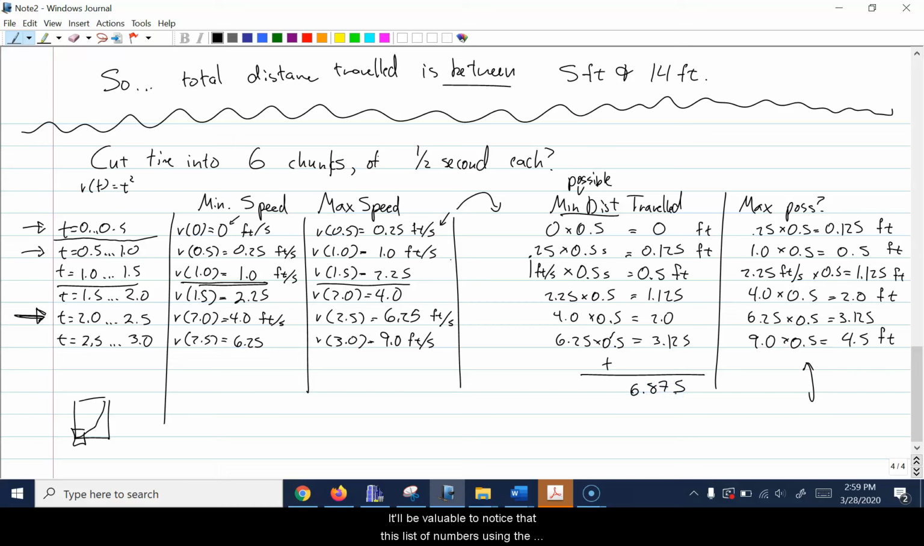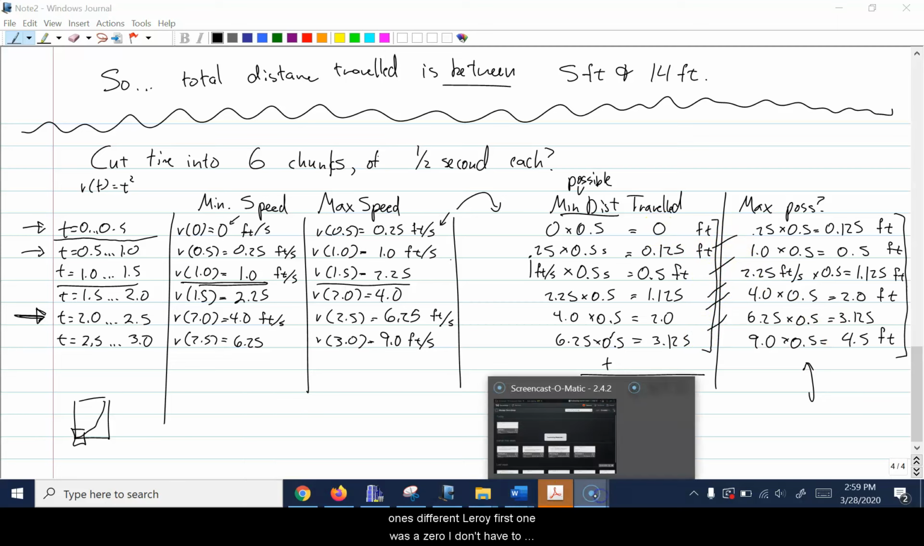And it'll be valuable to notice that this list of numbers using the minimums is almost the same as this list of numbers that uses the maximums. This matches this, this matches this, this matches this, this matches this. The only difference is the first one's different and the last one's different. Here our first one was a 0, so I don't have to accommodate that. The second one is all the exact same, but with an extra 4.5. So let me add that 4.5 on. And we get the maximum distance it could have traveled is 11.375.